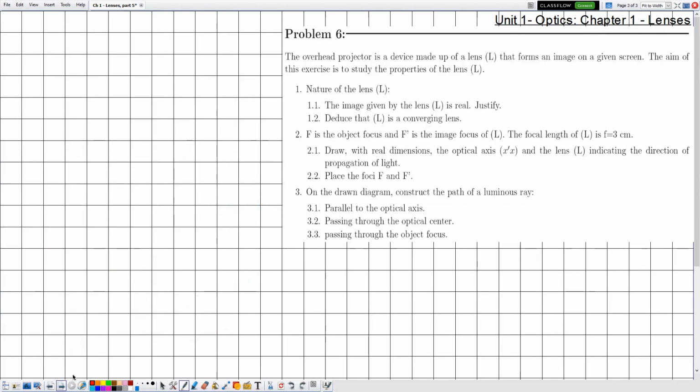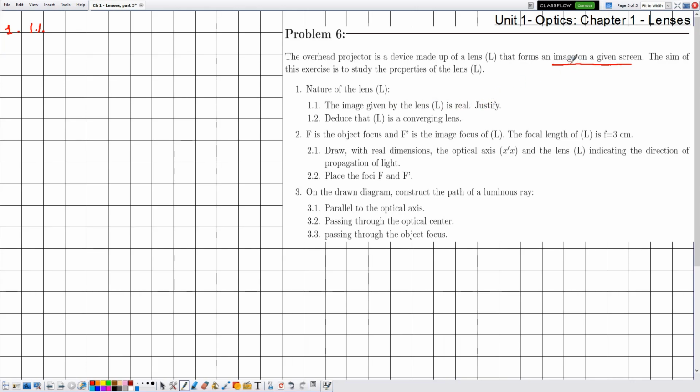Now let's move to the final problem, which is problem number 6. The overhead projector is a device made up of a lens L that forms an image on a given screen. The aim of this exercise is to study the properties of the lens L. So number 1, here they are telling me that it is a device made of a lens L that forms an image on a given screen. So the image is being collected on the screen. So 1.1, they are telling me the image given by the lens L is real, justify.